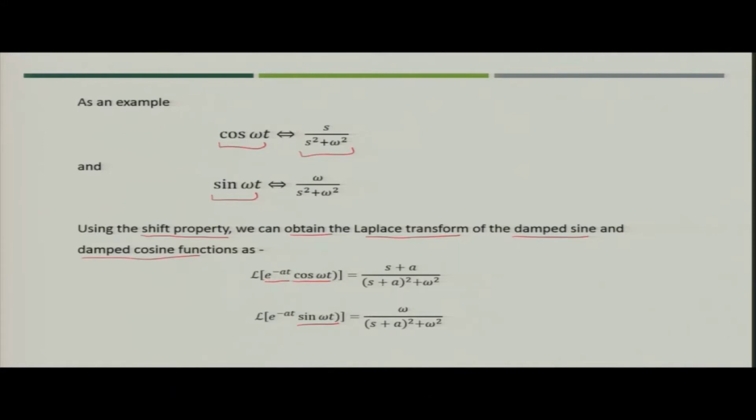then its Laplace transform can be given by simply replacing s in the Laplace transform of cos omega t by s plus a. So, in the numerator we will replace s by s plus a, and in the denominator it will become (s plus a) whole square plus omega square. Similarly, in case of e to the power minus at sin omega t, it will become omega upon (s plus a) whole square plus omega square.